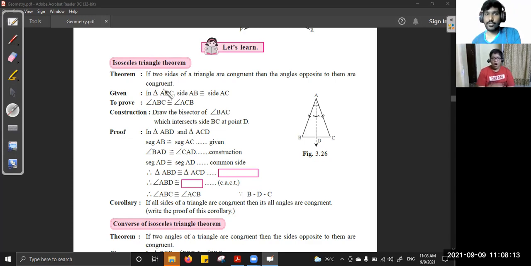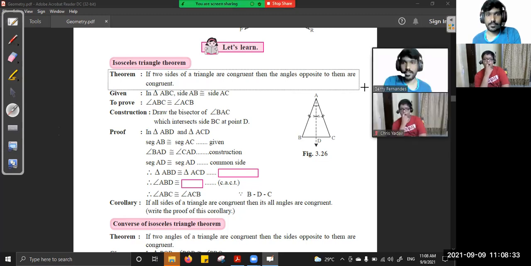listen to the statement carefully. If two sides of a triangle are congruent, that means they are talking about an isosceles triangle, then the angles which are opposite to them are also congruent. Now, this is very, very important, what this theorem says.